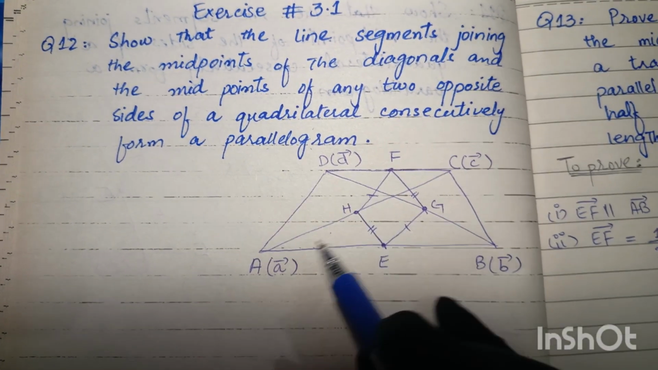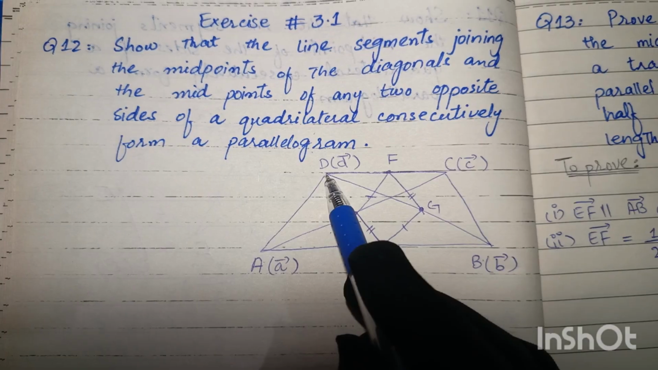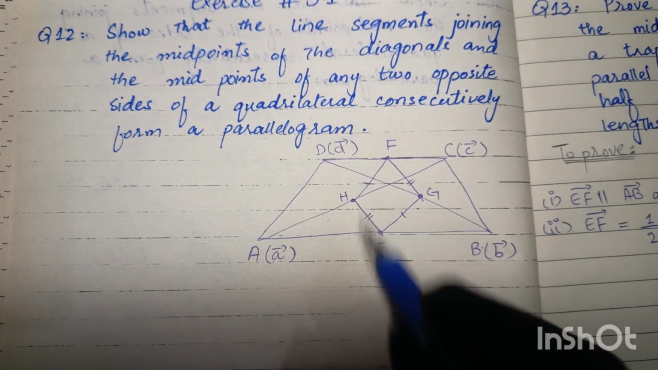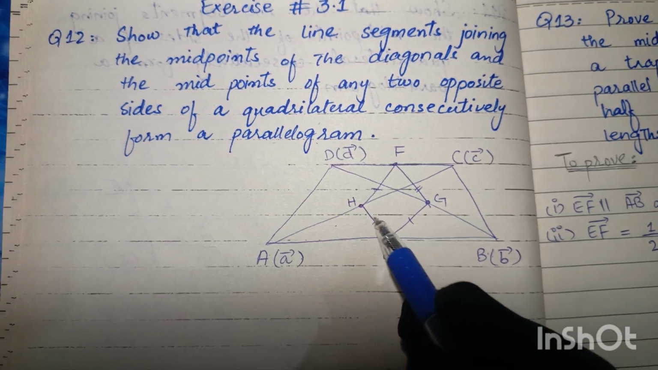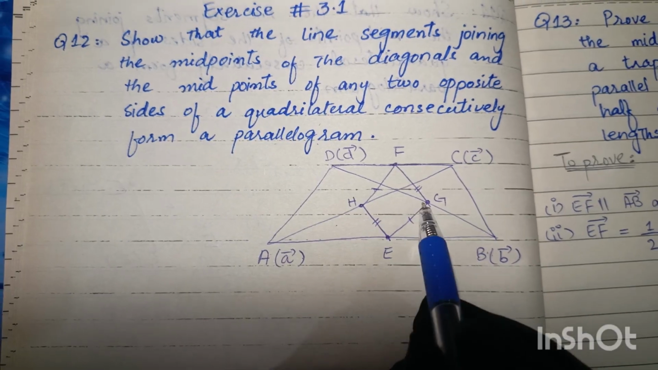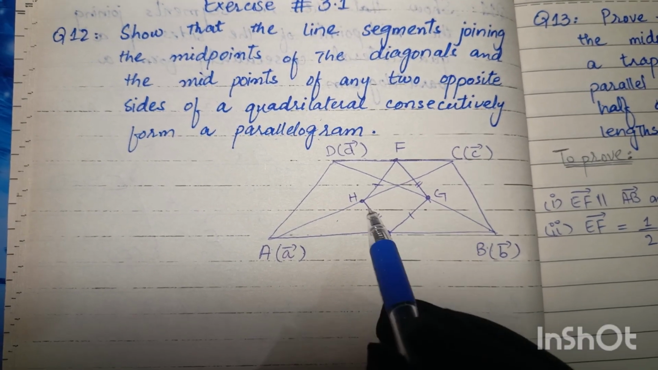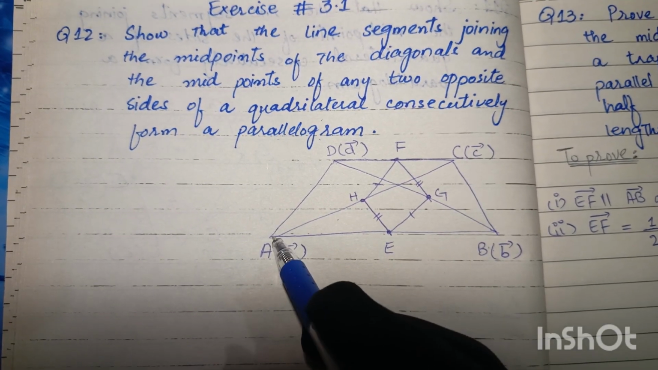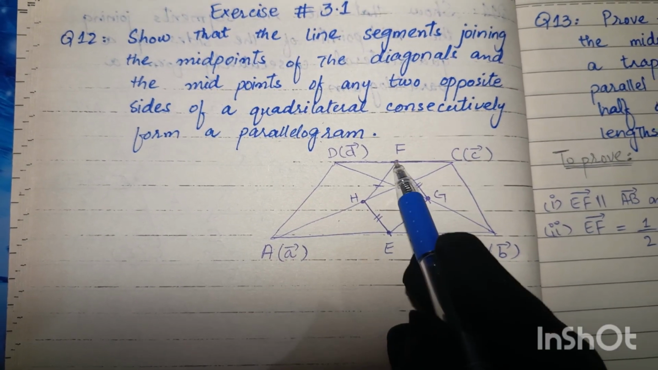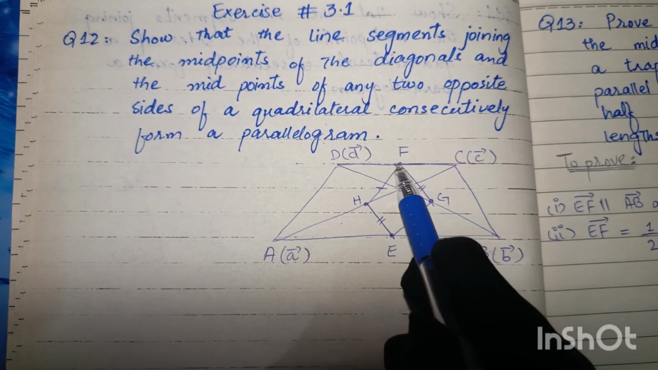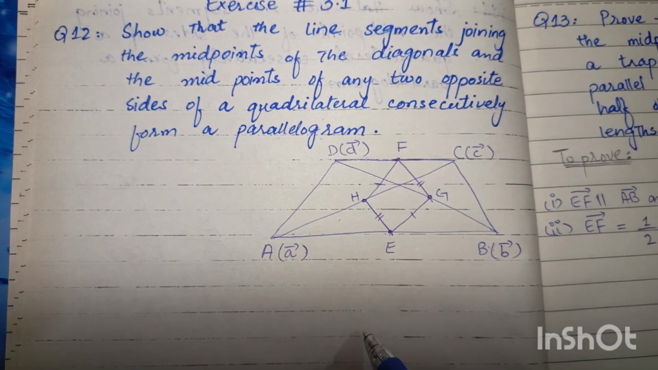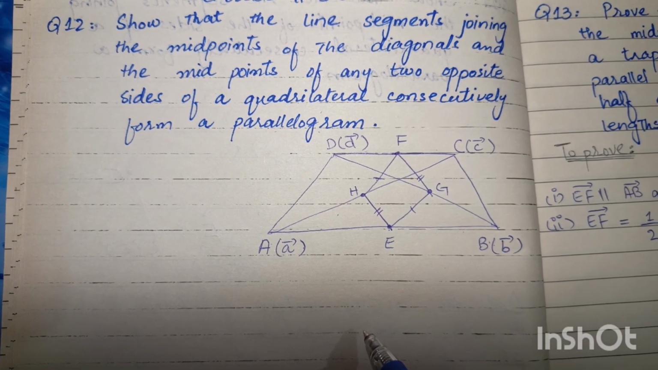So here I have considered a quadrilateral A, B, C and D with position vectors small a, small b, small c and small d respectively. And the two midpoints of its diagonals are G and H. G is the midpoint of this diagonal and H is the midpoint of this diagonal. And the midpoint of the remaining two sides: the midpoint of CD is F and the midpoint of AB is E. So let's write down some steps of construction.